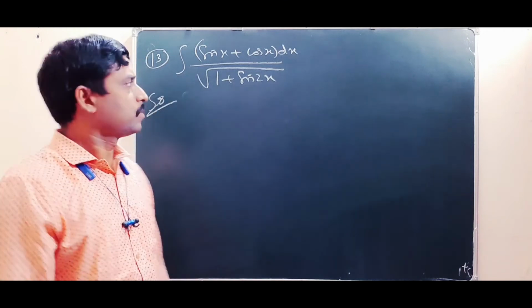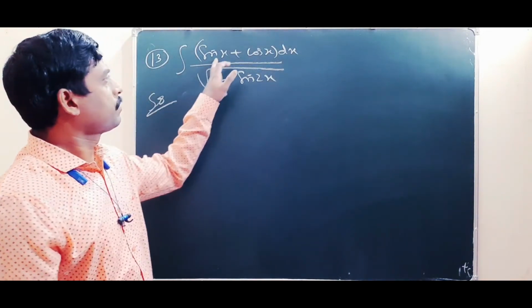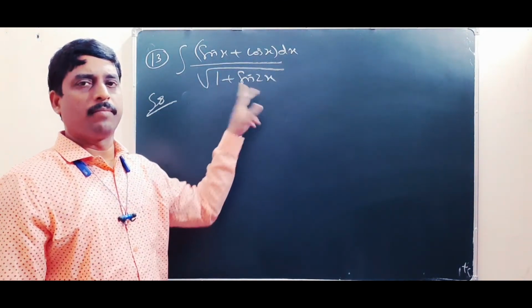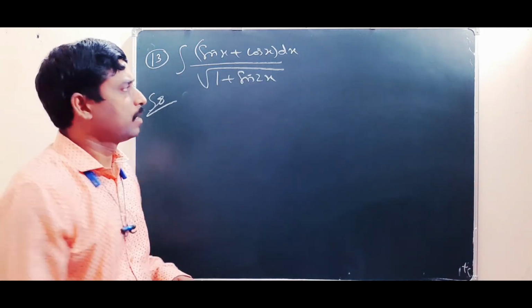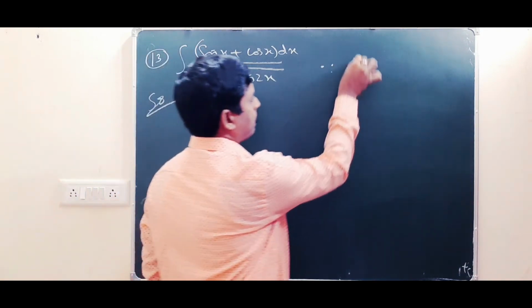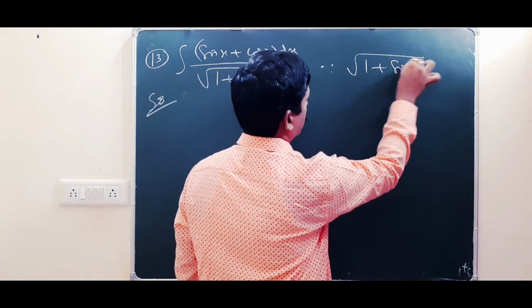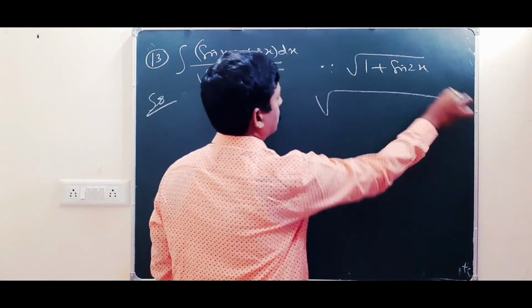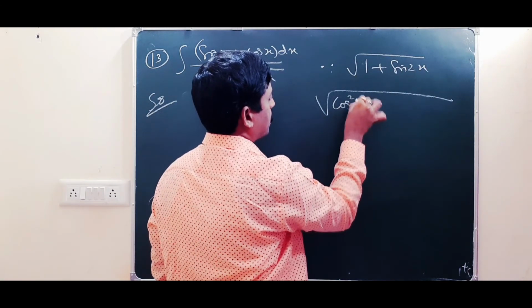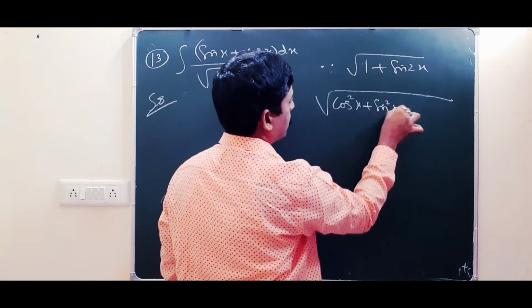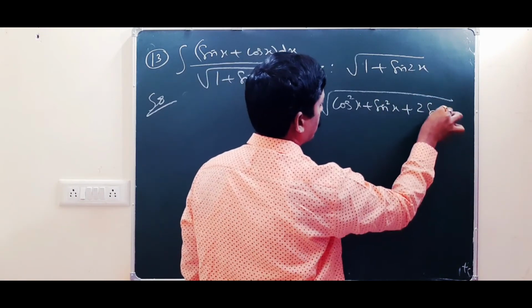Okay, moving on, next question. Integral sin x plus cos x dx by root under 1 plus sin 2x. We have the root under 1 plus sin 2x formula. So the 1 under the root can be written as cos square x plus sin square x, and the sin 2x formula is 2 sin x cos x.